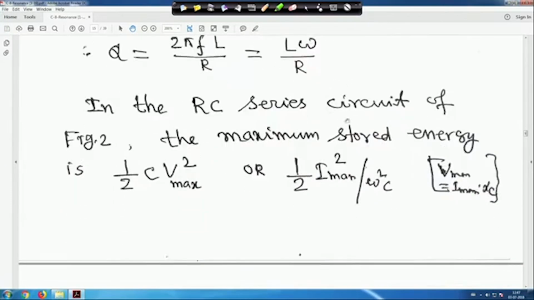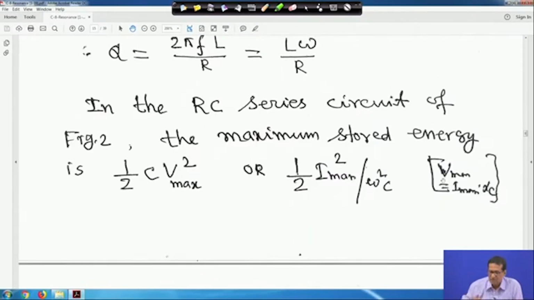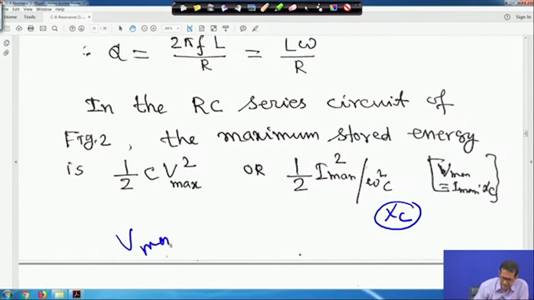Similarly, in the RC series circuit of figure 2, the maximum stored energy is half C V max square. Another thing is that if Xc is the reactance of the capacitor, taking the magnitude, V max is equal to Xc into I max. That is written here: V max is equal to I max into Xc.